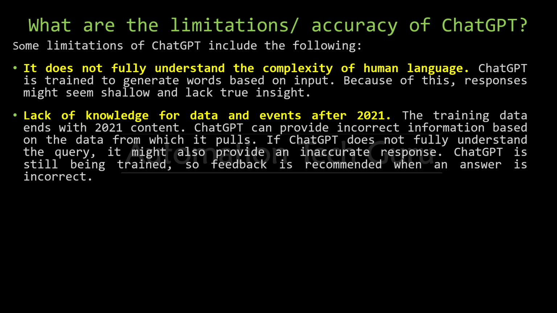Lack of knowledge for data and events after 2021. The training data ends with 2021 content. ChatGPT can provide incorrect information based on the data from which it pulls. If ChatGPT does not fully understand the query, it might also provide an inaccurate response. ChatGPT is still being trained, and so feedback is recommended when an answer is incorrect.